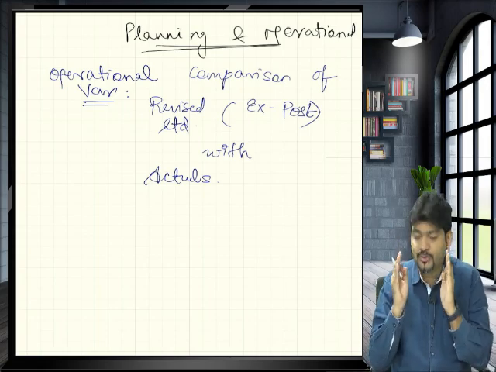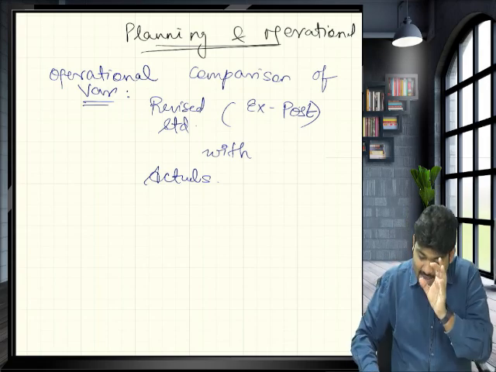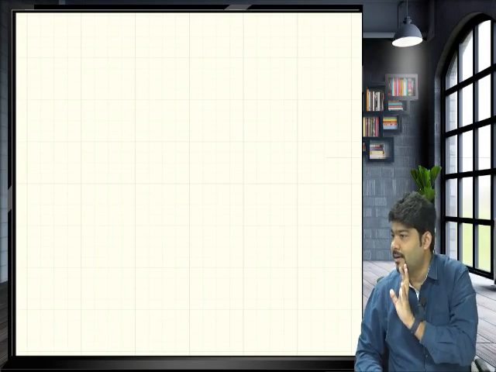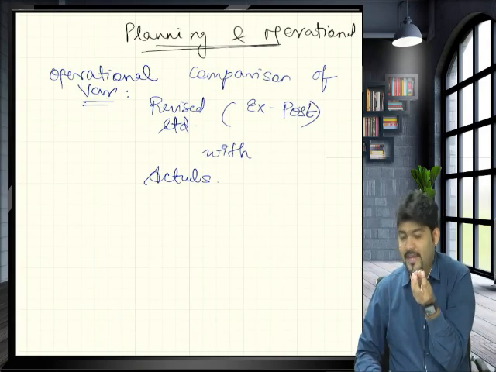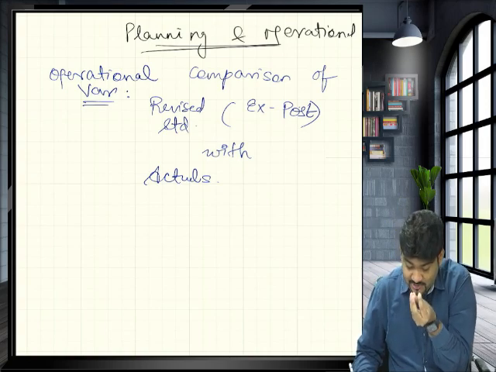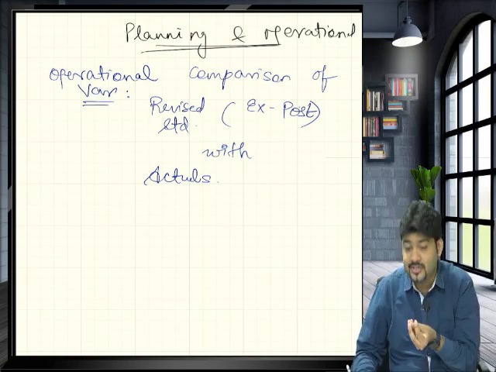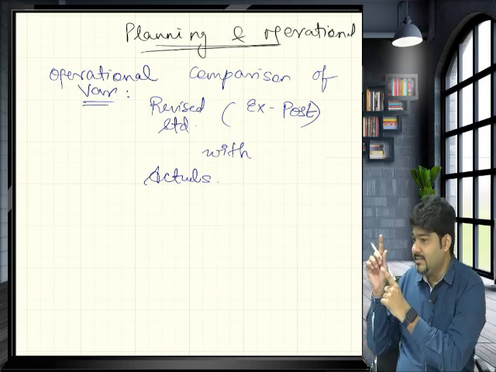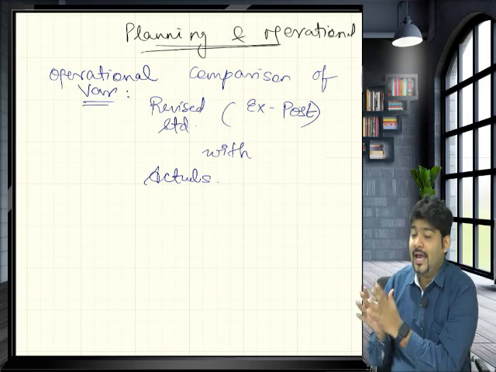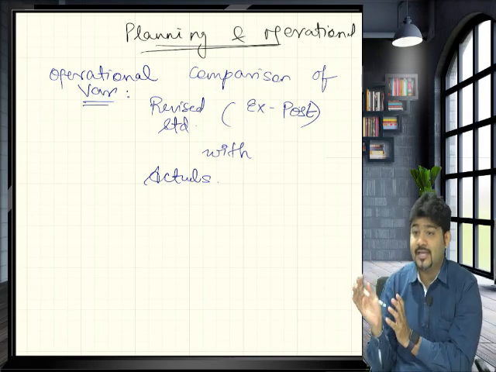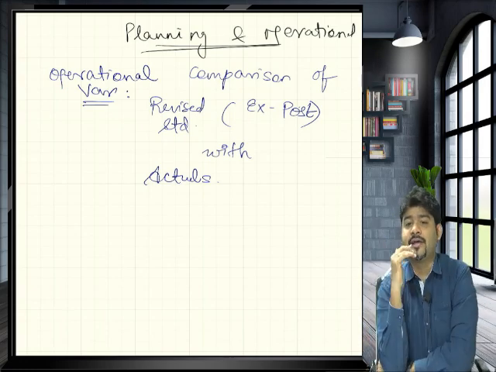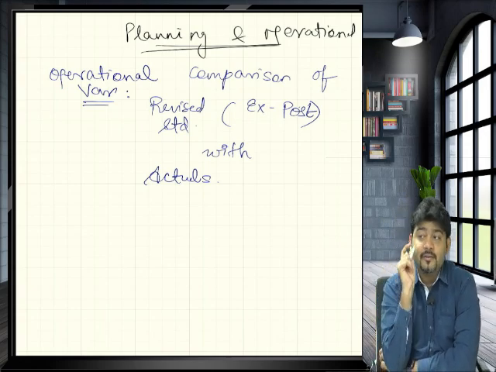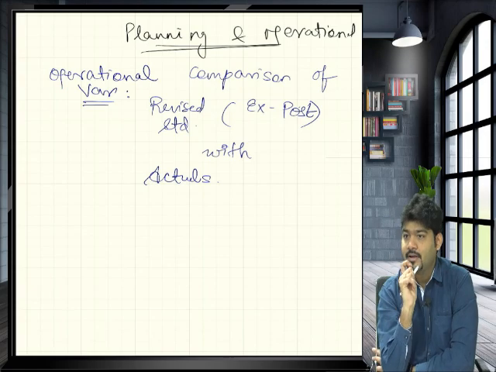Now if there is a question on planning and operational variance, ideally you are expected to write the formulas and solve it. But if you write that operational variance means comparison of revised standard with actuals, ex post, just imagine, one student has written this and then solves the question, and one student has directly solved the question, and suppose you are the exam checker. What will your impression be of this person? Definitely it will be a much better impression, right?